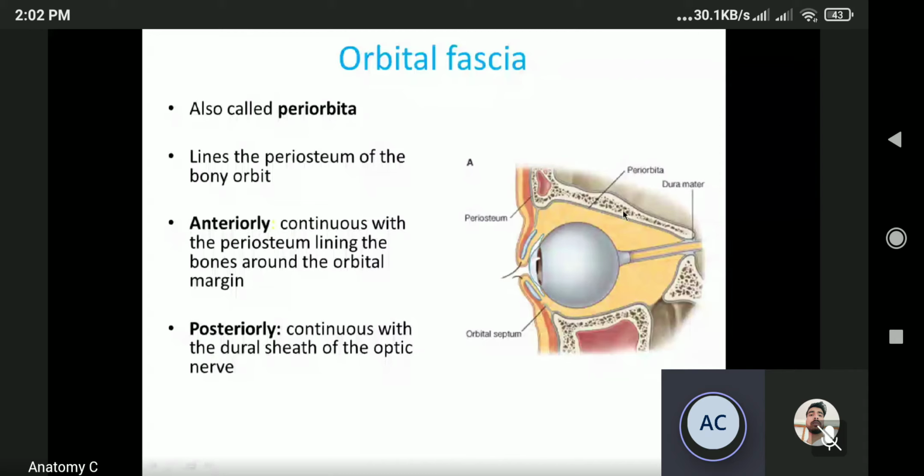Anteriorly, this continues around the orbital margin. So we have discussed the orbital margin. So anteriorly it continues as the lining of the bone around the orbital margin. Whereas posteriorly, it continues with the dural sheath. Look at it, this is dura mater, this is the optic nerve. So posteriorly, it continues with the dural sheath of the optic nerve.